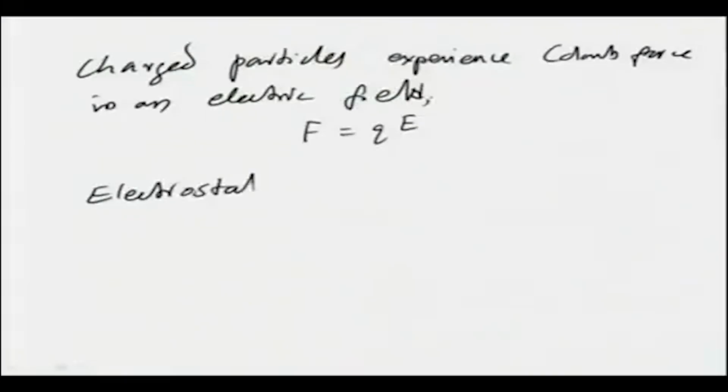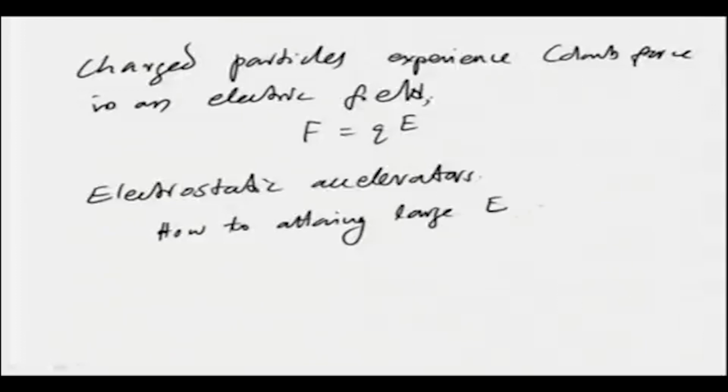So, this kind of accelerators are based on Coulomb force or electrostatic force. So, we call them electrostatic accelerators. Electrostatic accelerators are based on the Coulombic force experienced by a charged particle. As I said, the question is how to attain large E or consequently high voltage difference between two terminals. So, this is the question that one has to ask.